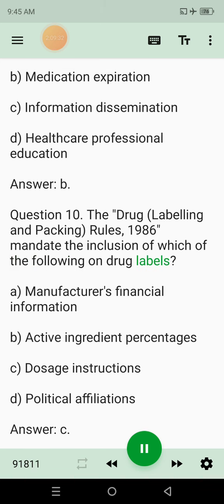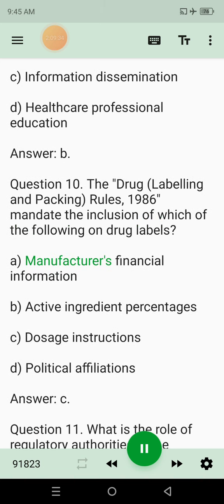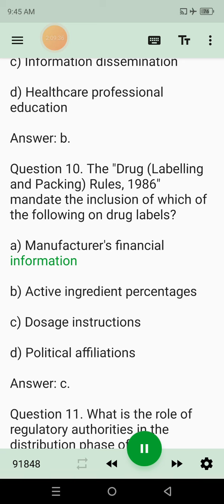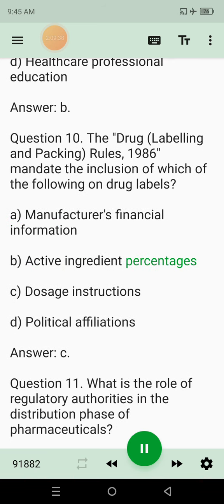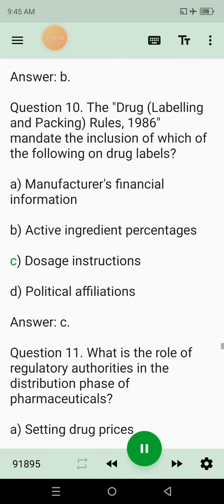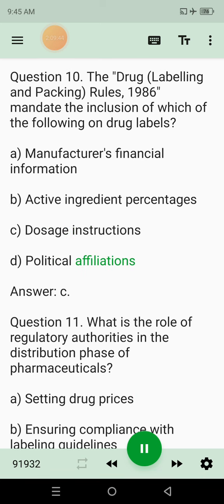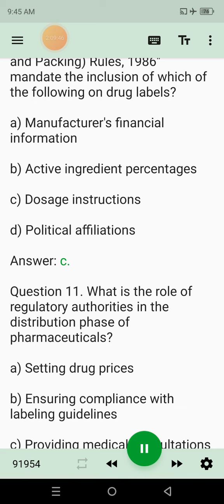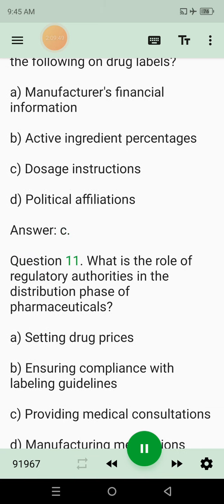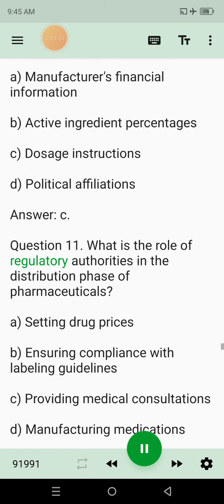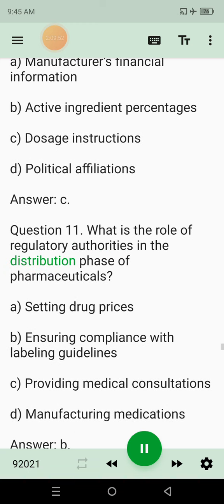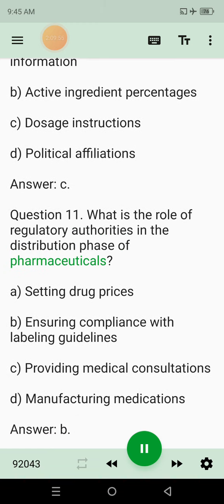Question 10. The Drug Labeling and Packing Rules, 1986, mandate the inclusion of which of the following on drug labels? A. Manufacturer's financial information. B. Active ingredient percentages. C. Dosage instructions. D. Political affiliations. Answer. C.